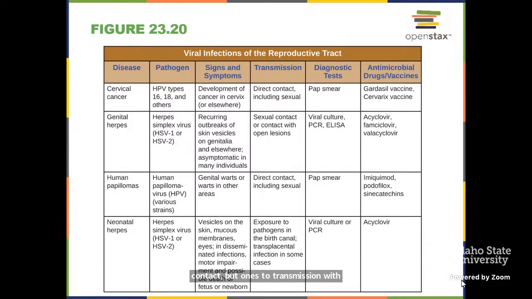Neonatal herpes, also type 1 or type 2, and we see all sorts of potentials in these situations with neonatal herpes as being more of a systemic infection. So vesicles on the skin, mucous membranes, eyes, and in disseminated infections, there are all sorts of issues as we think about maybe central nervous system involvement, motor impairment, and maybe death as a result of that.